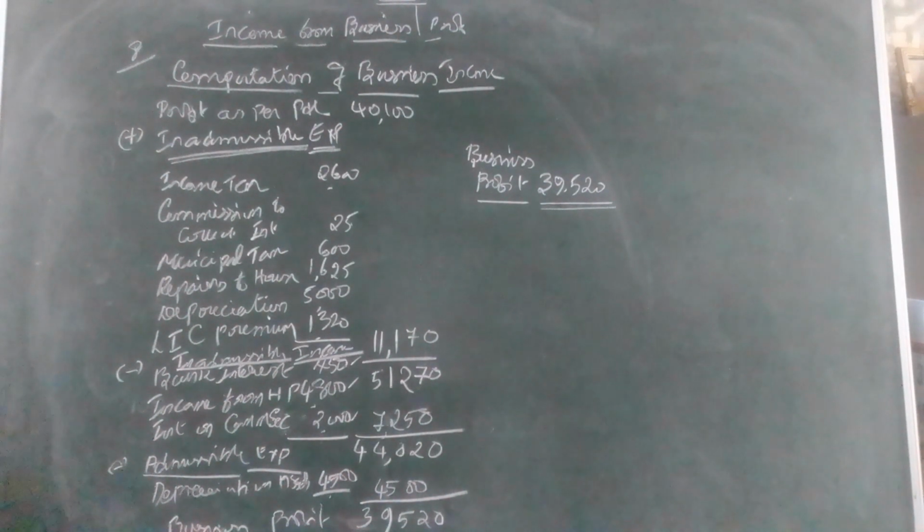At the time of explaining this, you can feel that this is very, very simple. Yes, of course, this is very simple. The only point here is, you should be firm about what things are taken as admissible and what things are taken as inadmissible. If you are aware of that, then very easily you will be able to calculate your business profit. Okay.